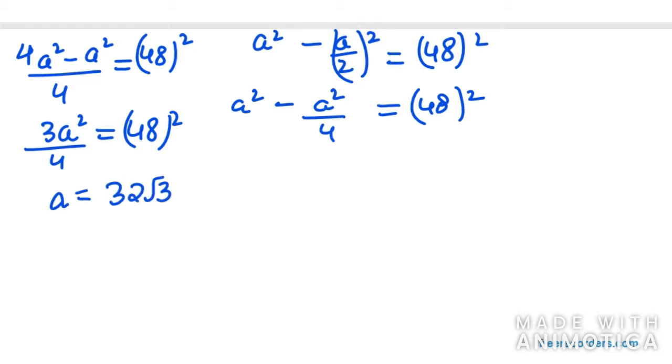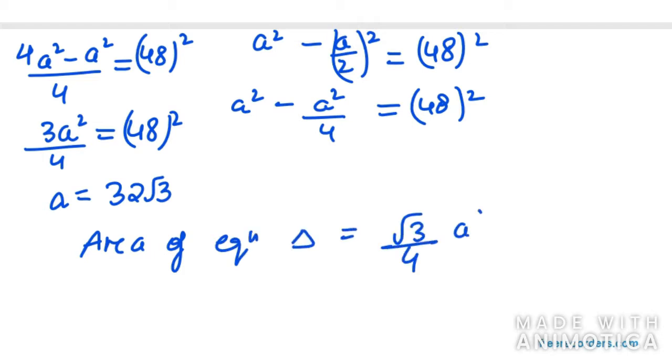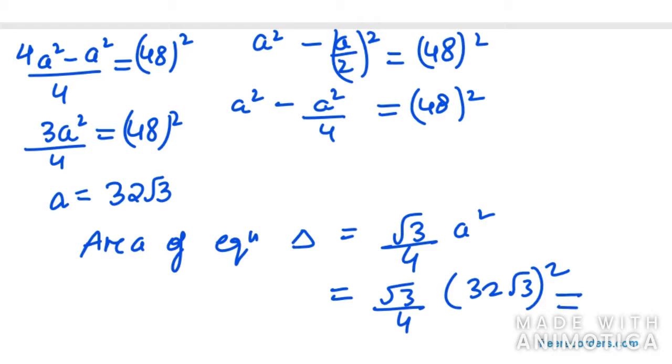Now we can easily calculate the area of the equilateral triangle. You know that the formula for area of an equilateral triangle is root 3 by 4 A square. Root 3 by 4, and A is 32 under root 3 whole square. So when you solve this part, you will get your answer as 768 under root 3 centimeter square.